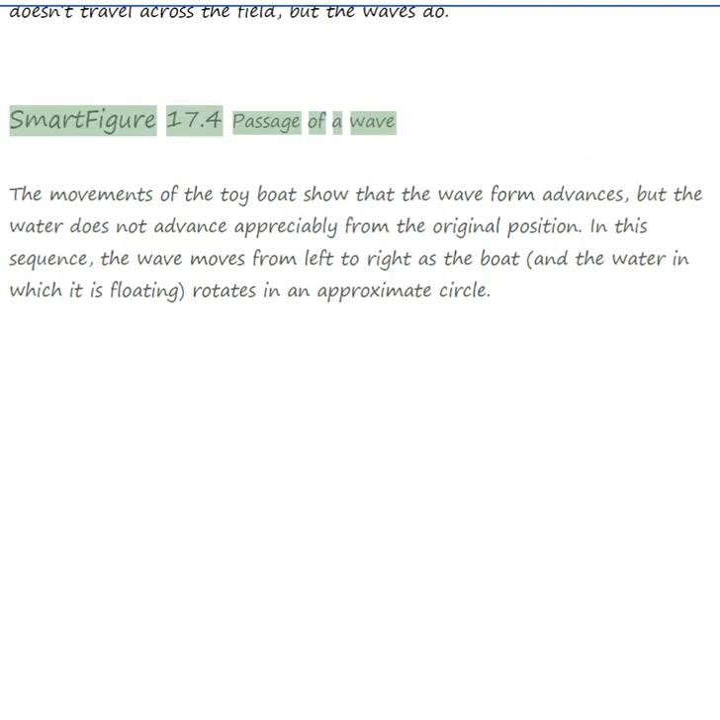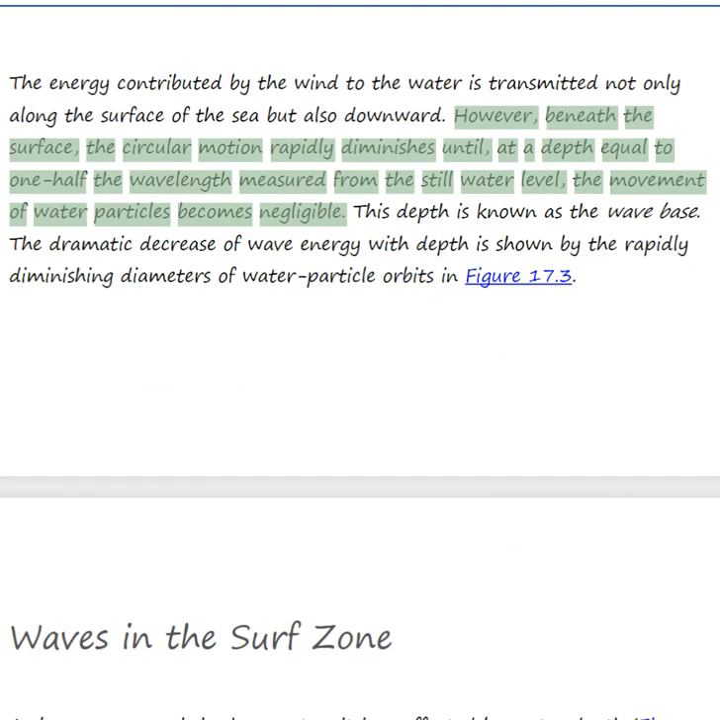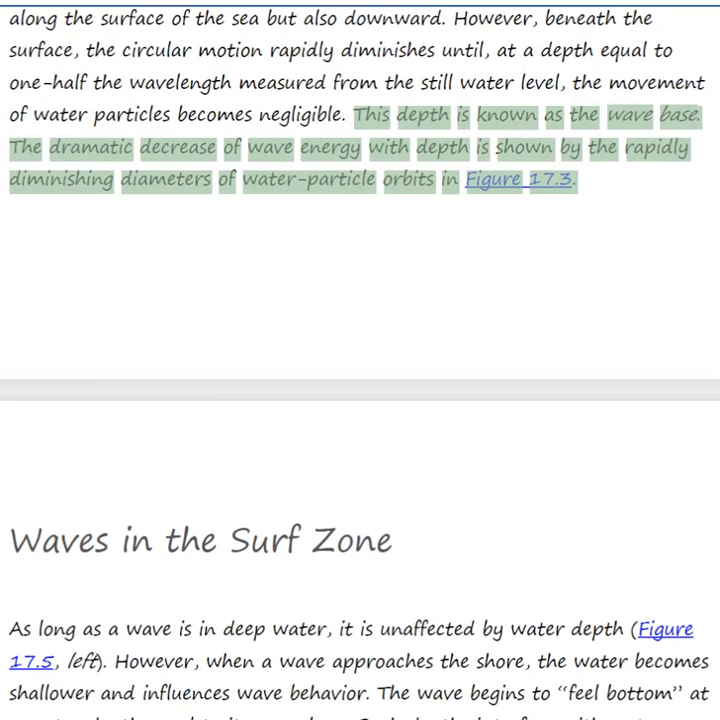Smart Figure 17.4 Passage of a wave. The energy contributed by the wind to the water is transmitted not only along the surface of the sea but also downward. However, beneath the surface, the circular motion rapidly diminishes until, at a depth equal to 1/2 the wavelength measured from the still water level, the movement of water particles becomes negligible. This depth is known as the wave base.